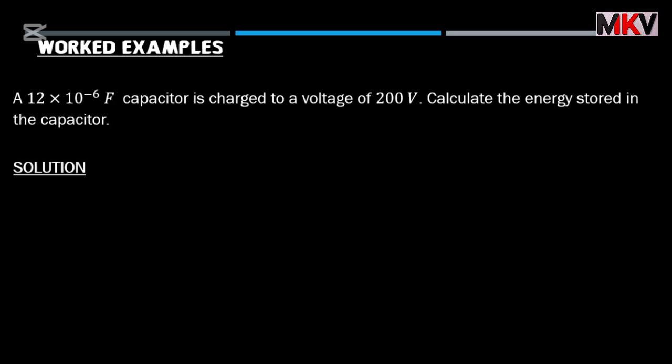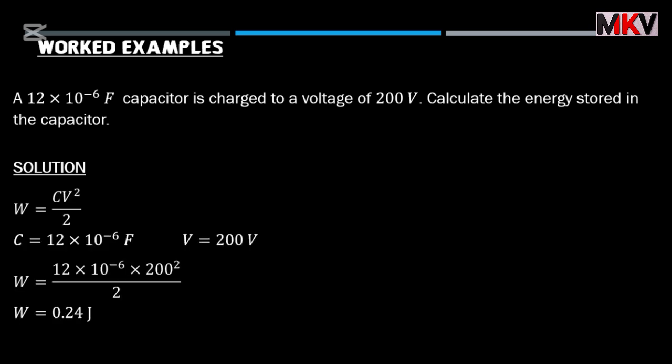A 12 times 10 to the power minus 6 farad capacitor is charged to a voltage of 200 volts. Calculate the energy stored in the capacitor. So to our solution: the equation that will be used for this problem is W equals CV squared over 2. Stating our parameters in the question, C equals 12 times 10 to the power minus 6 farad, then V is 200 volts.